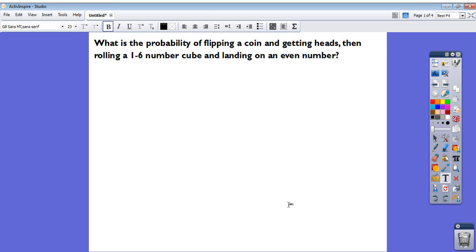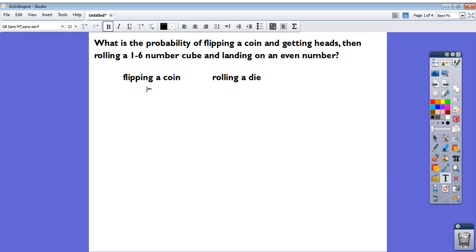What is the probability of flipping a coin and getting heads, then rolling a 1 through 6 number cube and landing on an even number? Probability is always going to be part to total. And in this case, the two things that are happening, I'm flipping a coin and I am rolling a die. A 1 through 6 number cube is just a way that in tests sometimes they call dice.